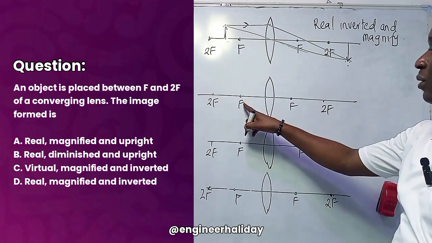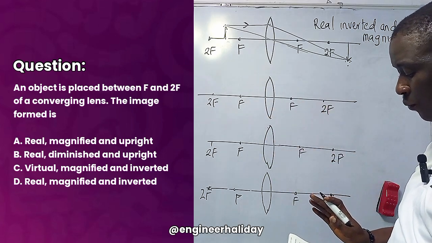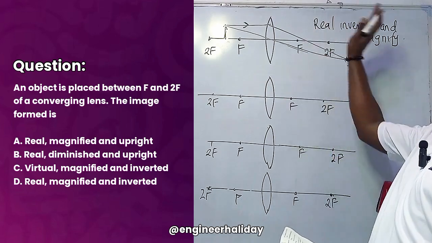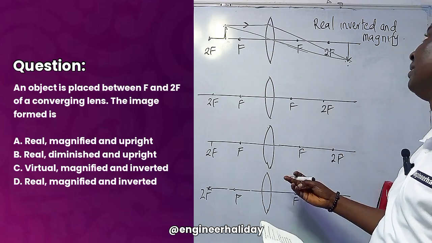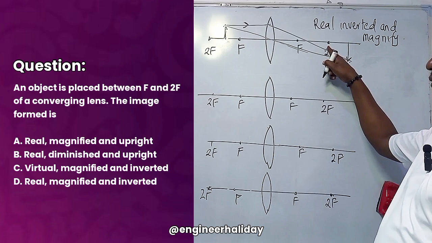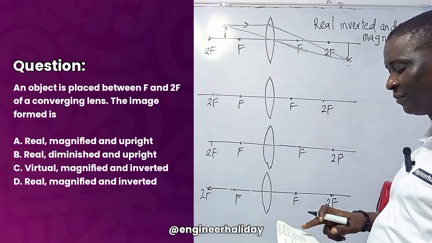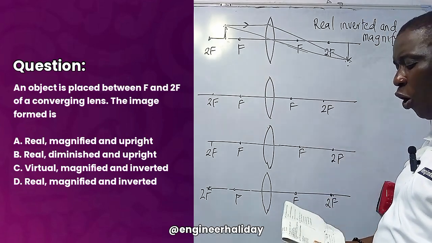Now, if you want to really answer this question, the answer will be: the image will be formed on the opposite side, the positive image side, to be real, inverted, and magnified, and it will form behind 2F. So the answer is real, inverted, and magnified. That should be option D.